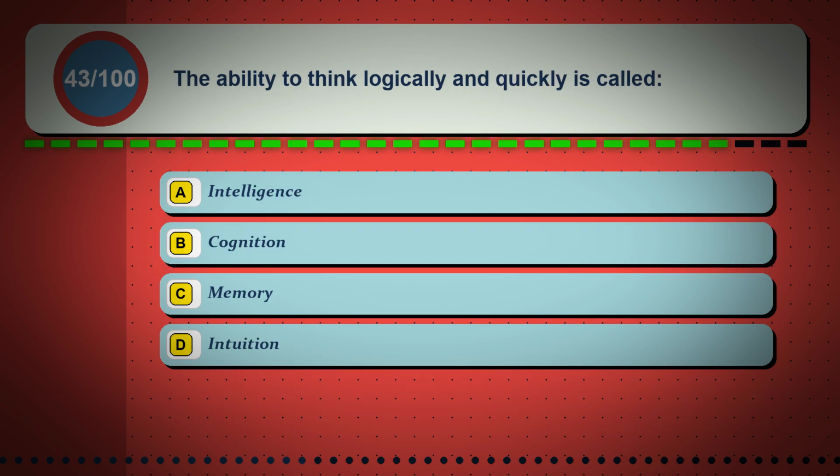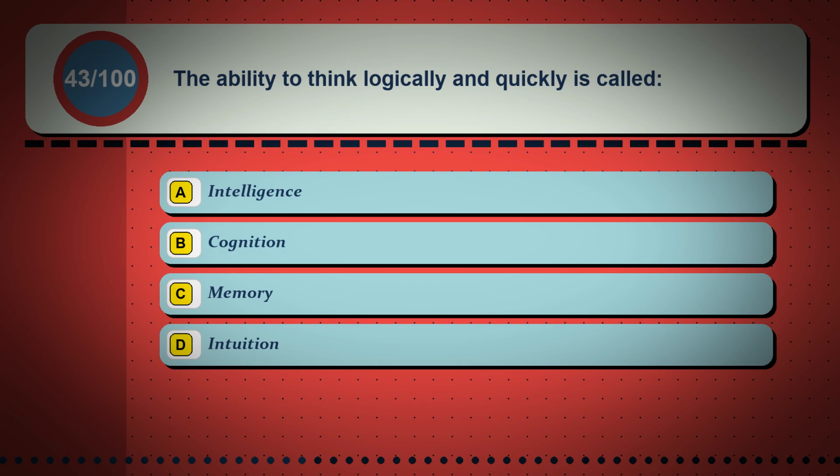Question 43. The ability to think logically and quickly is called option A, intelligence. Option B, cognition. Option C, memory. Option D, intuition.